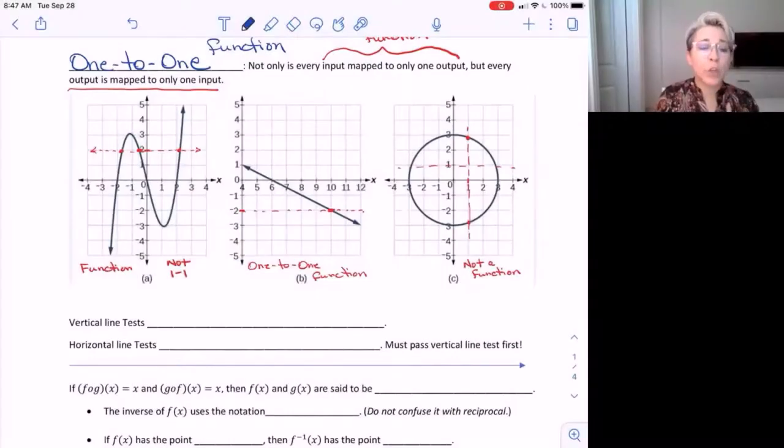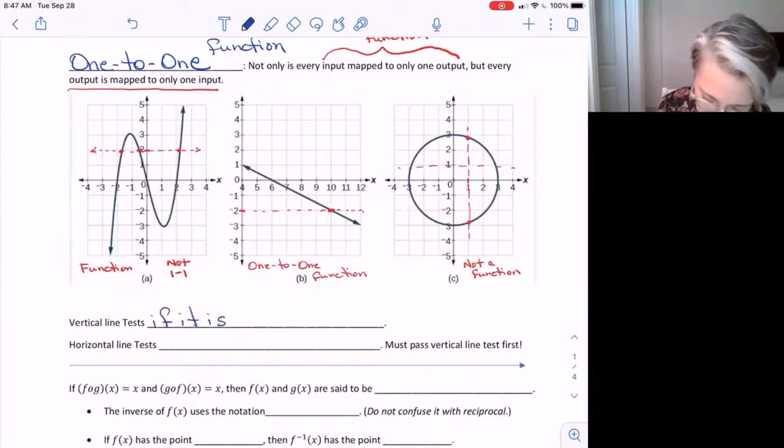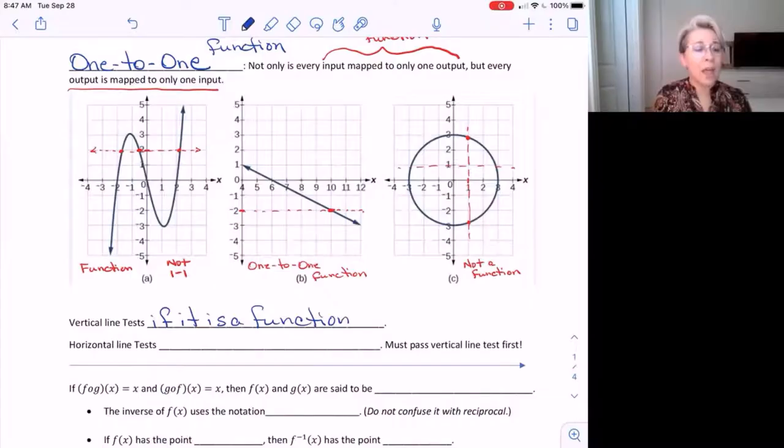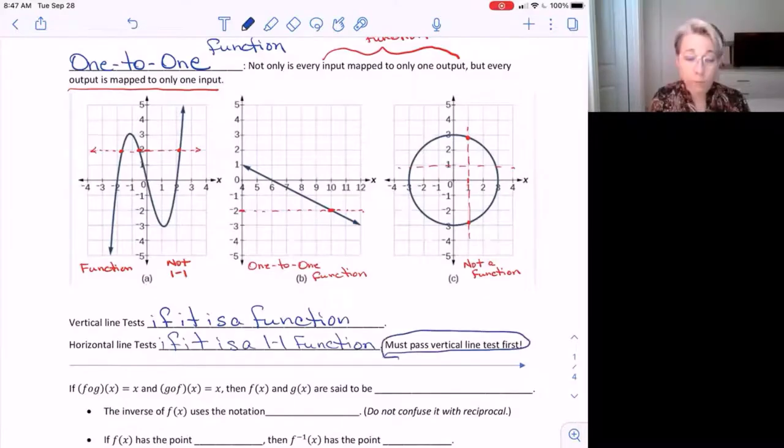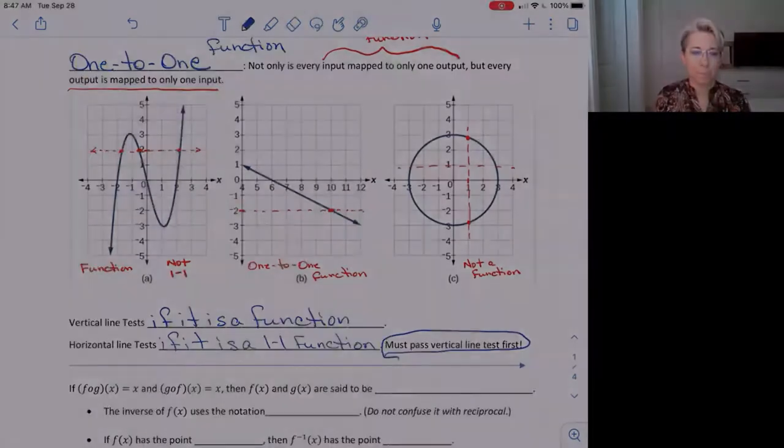So again, the vertical line test tells if it is a function. Got to do that guy first. A horizontal line test tells if it is a one-to-one function. But again, it must pass the vertical line test first. It has to be a function first.